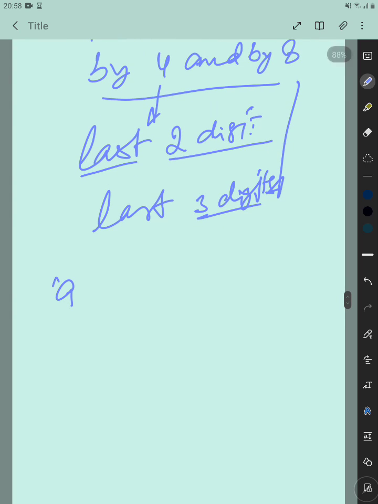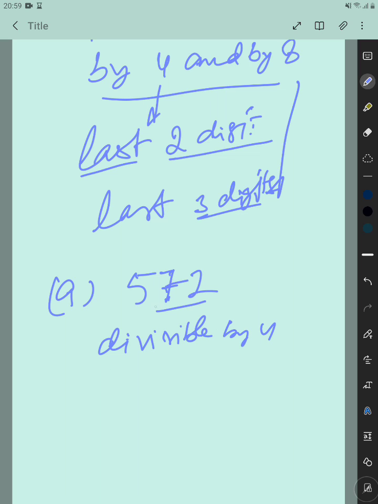So number A, it is 5 7 5 7 2. It is clearly visible that it is divisible by 4, because 72 is divisible by 4. So we can write that it is divisible by 4. For 8 you need to completely divide by 8. We can see that 572 is not divisible by 8, so we write that it is not divisible by 8.